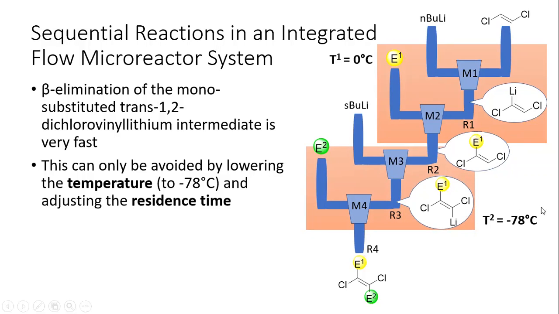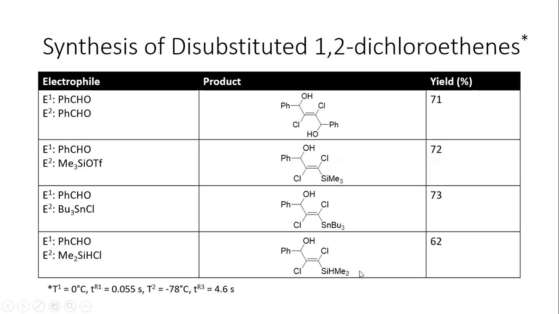To accommodate this lower temperature, residence time in microreactors 2 and 3 can be adjusted. So in this example, we have the residence time in R1 still at 0.055 seconds, and then here it becomes 8.2 seconds. And finally here in R3 it is 4.6 seconds. These were found to be the optimum conditions to produce the disubstituted alkene here. Again, we can see from this table that this can work with a variety of different electrophiles to give the alkene product, again in very high yields.